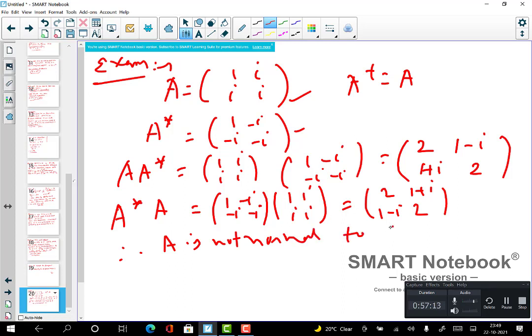Though A is symmetric, complex symmetric actually, it is not normal. So the theorem tells you that when you have a real symmetric matrix, only then can you say that this is self-adjoint, and self-adjoint matrices are normal. But in general, if you have a complex symmetric matrix, it is generally not normal. Okay, so I'll stop here.